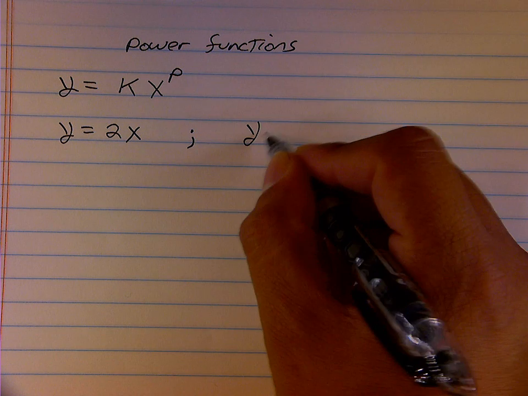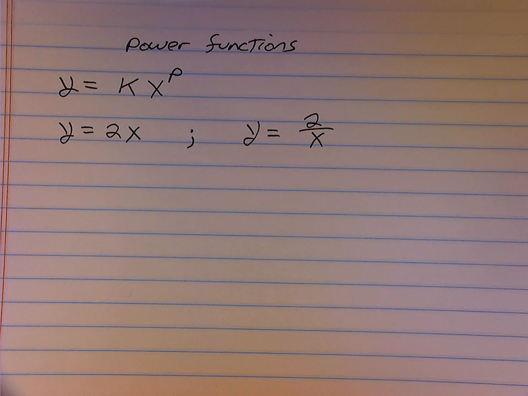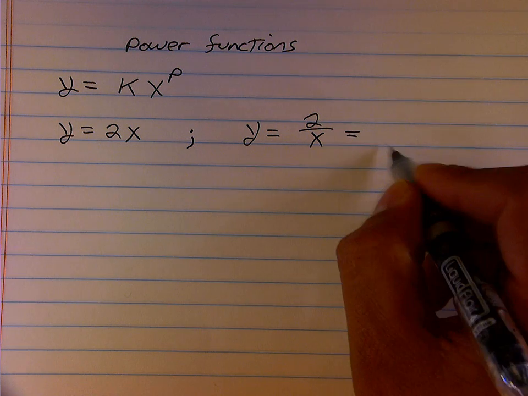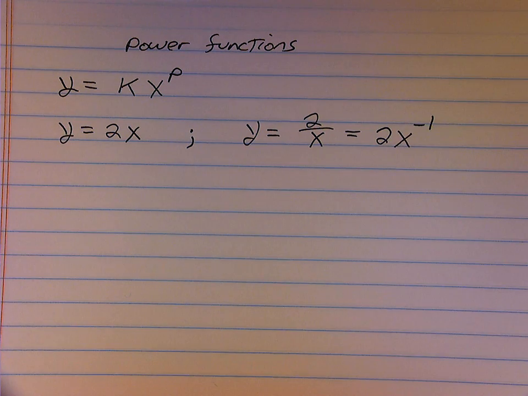Also, this is a power function. If I wanted to write it in the y equals kx to the p format, I could simply bring that x up by making the exponent negative. Now my power is -1 and my constant is 2. So that's also a power function.